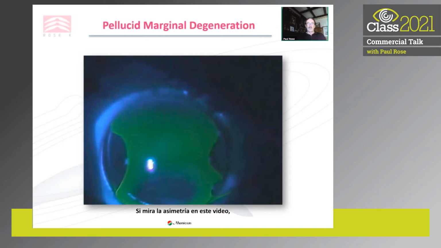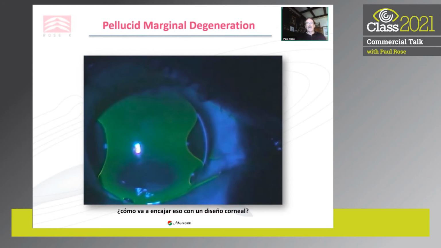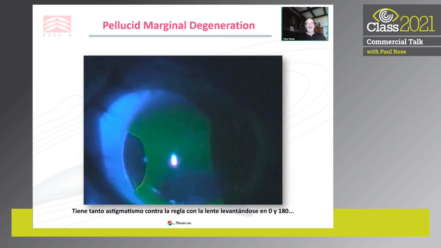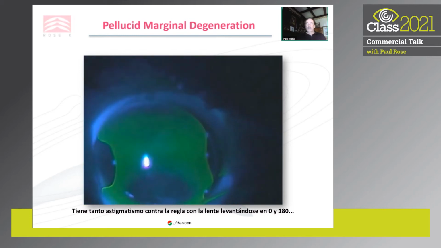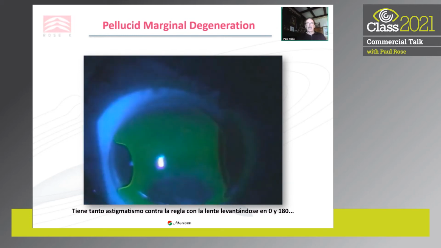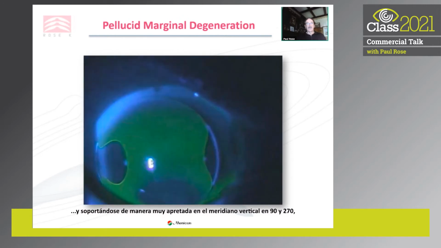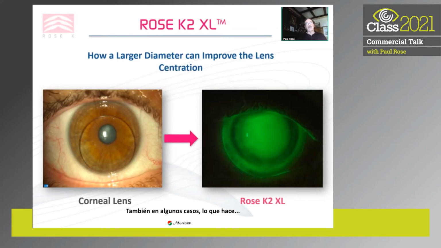If you look at the asymmetry in this video, how are you going to fit that with a corneal design? You have so much against the rule astigmatism, with the lens lifting off at 0 and 180 and bearing quite tight in the vertical meridian at 90 and 270. Just about impossible to fit with a corneal lens. Also, in some cases, no matter what you do, the lid structure or the descented cone means the corneal lens descends down. This causes poor vision and often long-term causes injection in the lower parts of the conjunctiva.